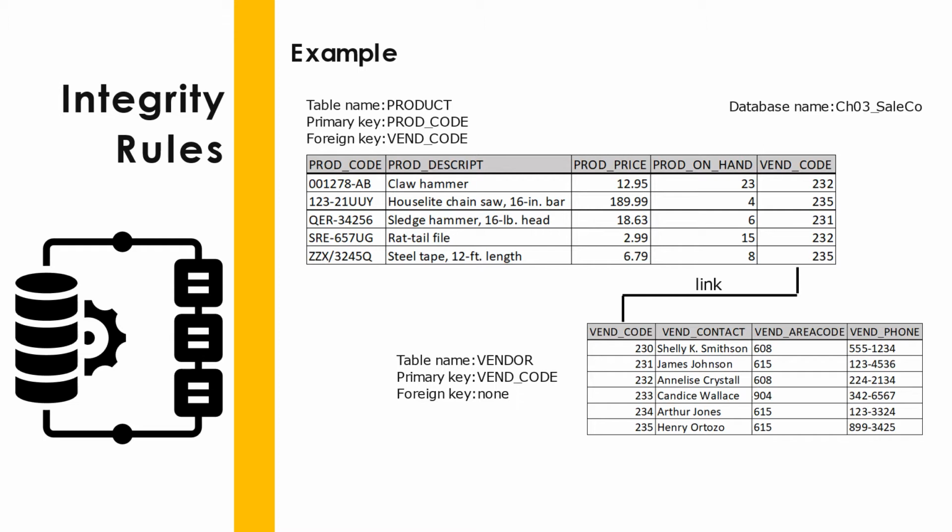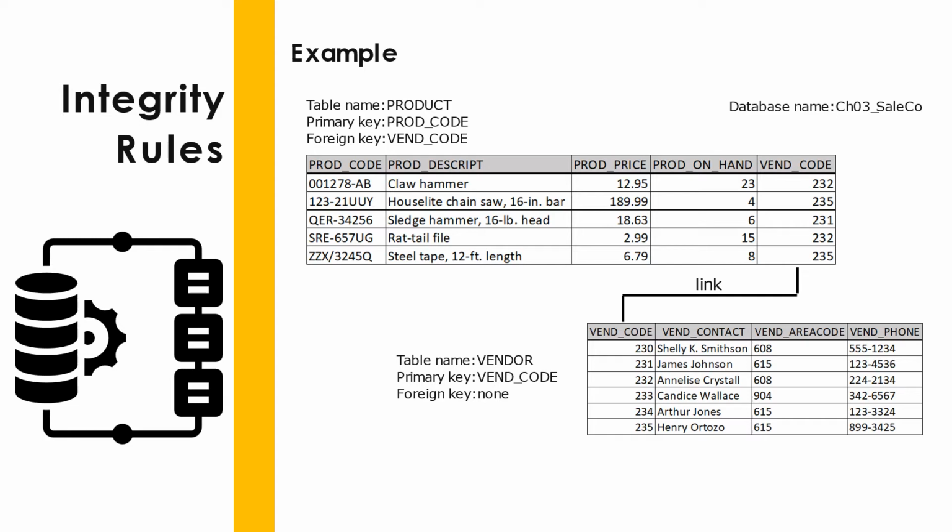In this case, we can check that the product codes in the product table are all unique, meaning there are no repeating product codes and there are no null values. And so we say that the product table has entity integrity. You can also check that for the vendor table. The primary key is the vendor code, and as you can see from the table, the vendor codes are neither repeating and there are no nulls. So we also say that the vendor table has entity integrity.